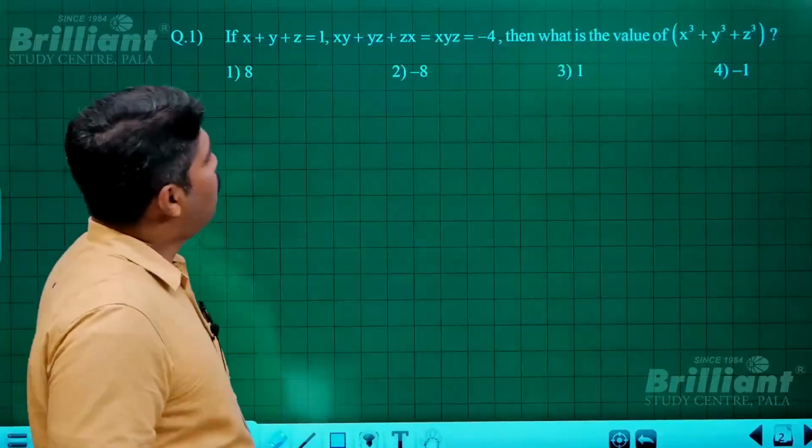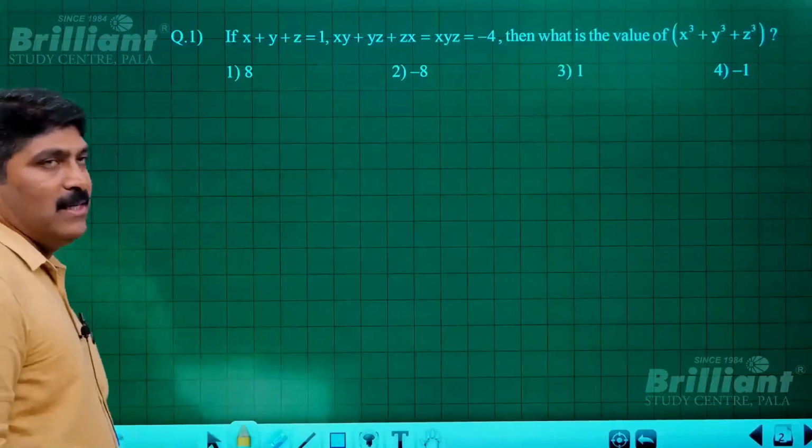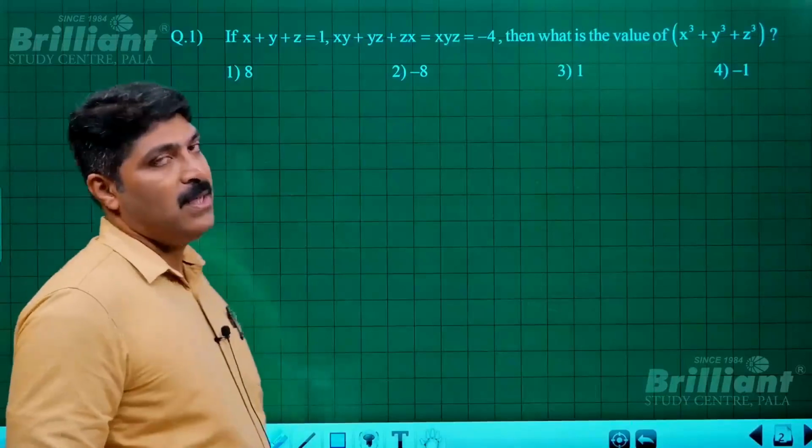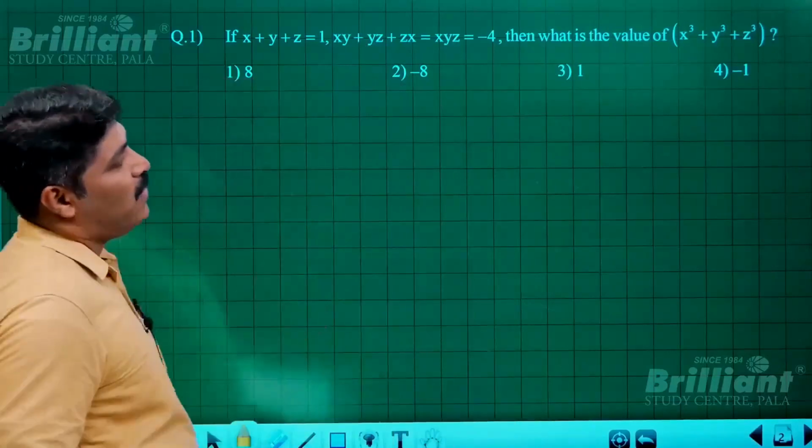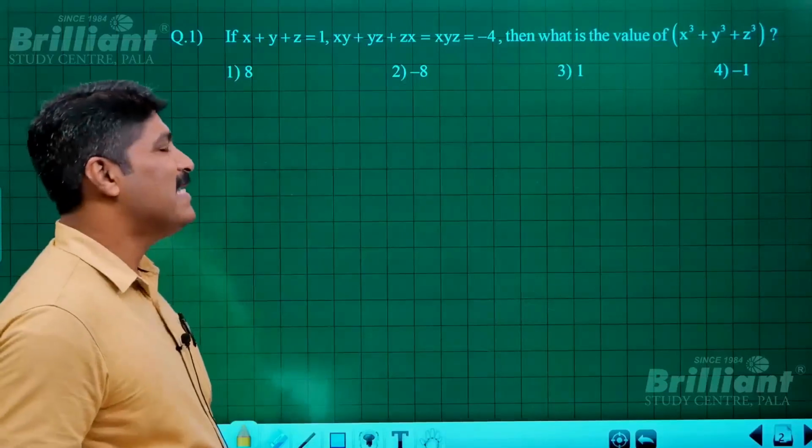The first question is from the topic algebra. It is a quite familiar identity. If you are seriously preparing for these kinds of competitive exams, otherwise we very rarely use this identity. Here we first have to find the value of x cube plus y cube plus z cube.